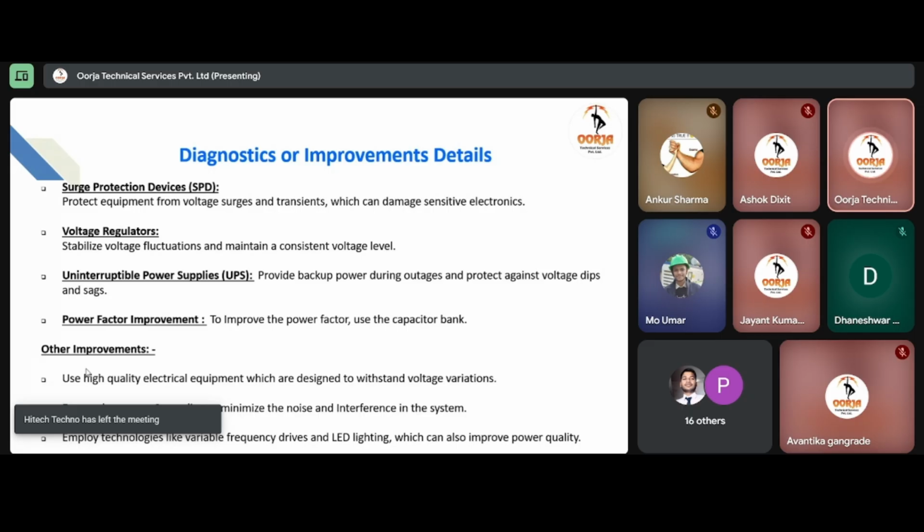Other improvements. Use high quality electrical equipment which is designed to withstand high voltage variation. Ensure proper grounding to minimize noise and interference in the system. Employ technologies like variable frequency drives and LED lighting, which can also improve power quality.